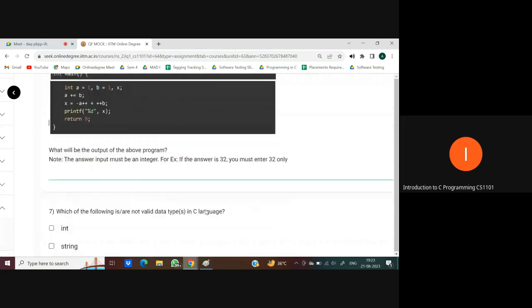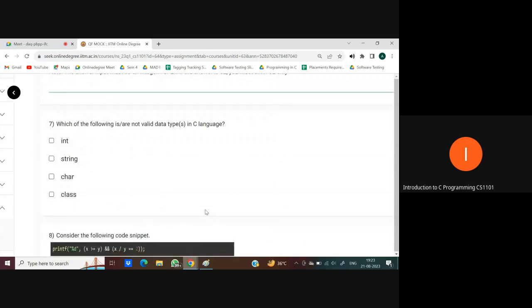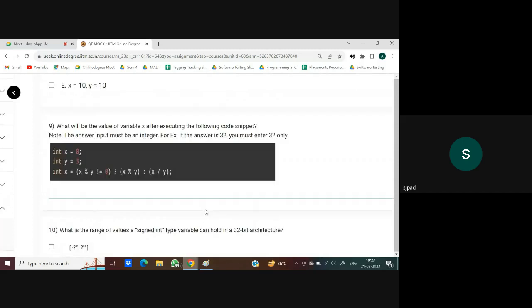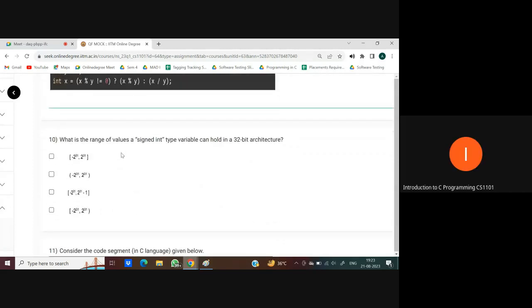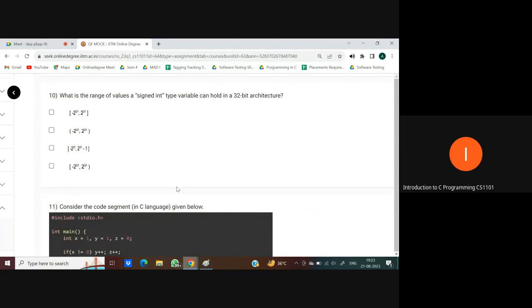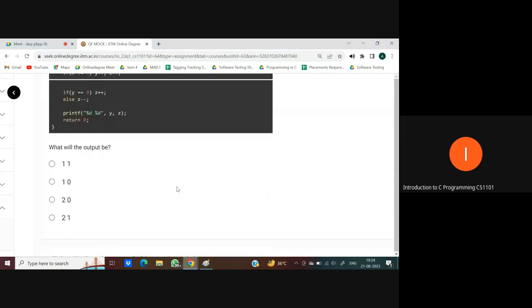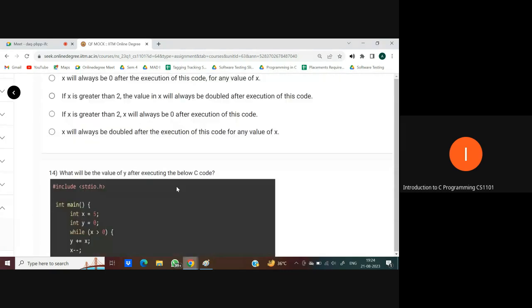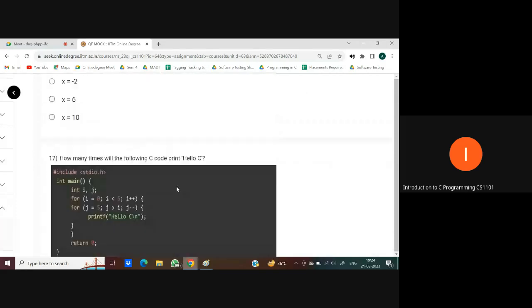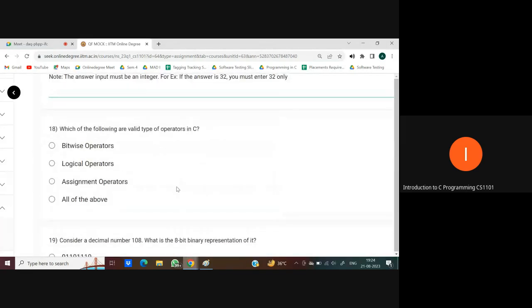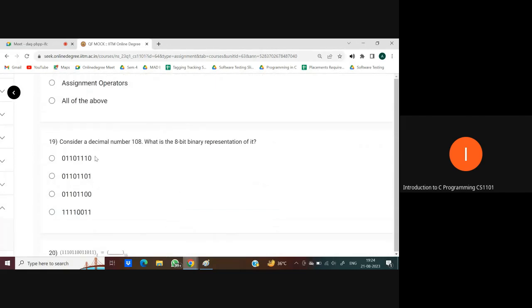I shall skip the 6th question. Data types, did we do it in second week? I don't know whether you guys would be able to. Yeah, this is week 3, I think so. 7. Question 8, question 9, okay, question 10. Yeah, this is something we can try. So what is the range of values? Okay, this is also coming from week 3. This is from week 3 or 4. Don't we have any more questions? Operators are also from later weeks. So consider a decimal number 108. I don't think we need to do it again. We have already done enough questions for decimal to binary conversion.